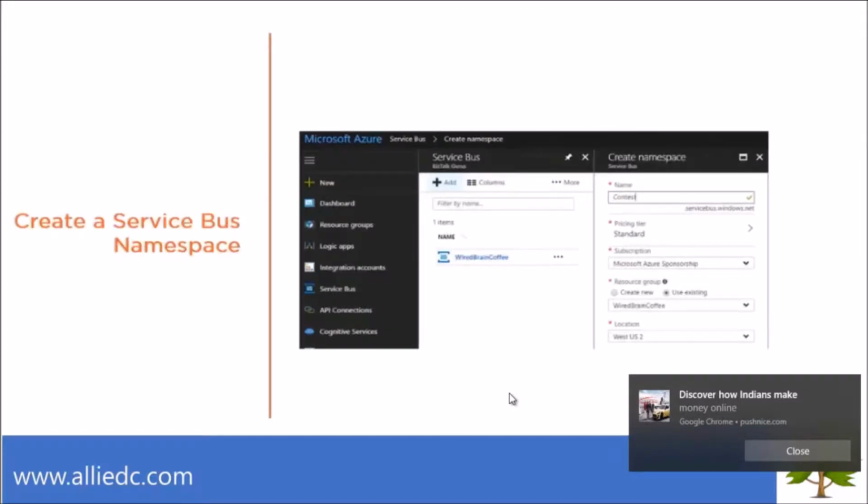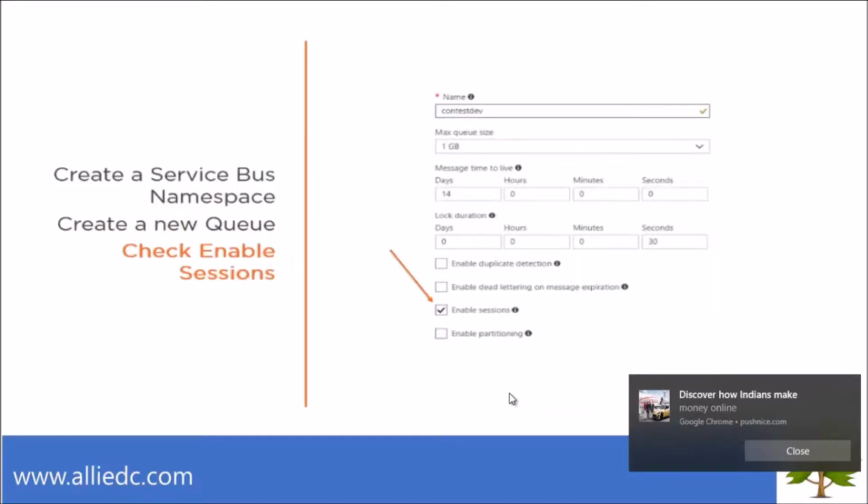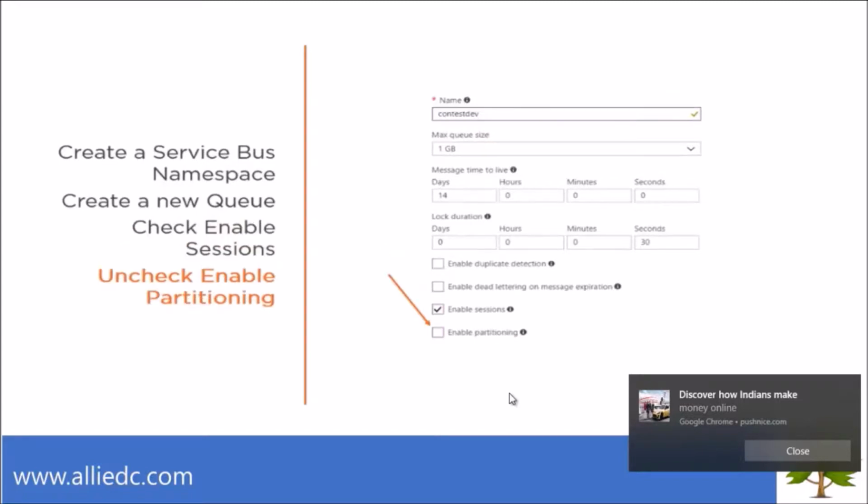First off, you would create a service namespace. Then you would create a new queue. Inside that queue, there is a checkbox to enable sessions, so you need to make sure you check that. You also need to make sure you uncheck the enable partitioning checkbox. By default, enable partitioning is checked and this allows messages to be processed by multiple message brokers at a given time. This gives you much higher throughput, but since we want to maintain the order of our messages as they come in our queue, we want to ensure that everything is processed by a single message broker.